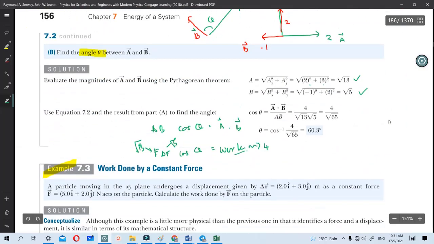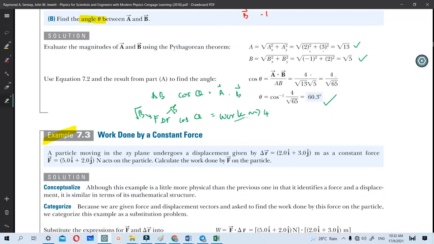This is 4. And that's the reason, in order to get the angle, it becomes 4 divided by square root 13 and square root 5. Okay, 4 divided by square root 13 and square root 5, leaving your answer as 60.3 degrees. However, what we have seen here is how we relate to the concept from the mathematical view.